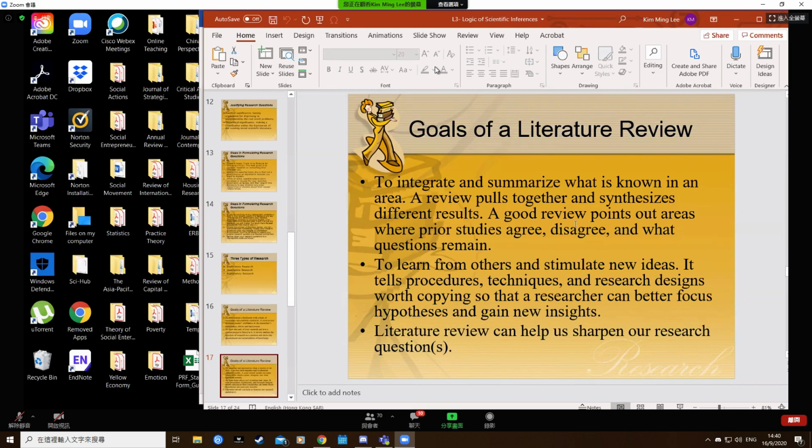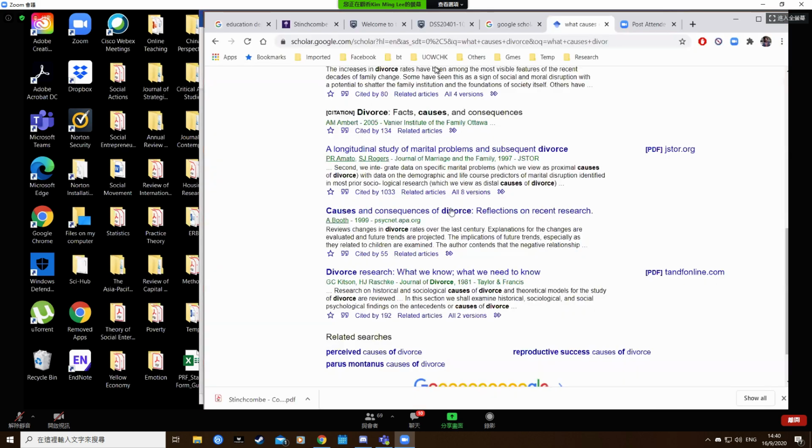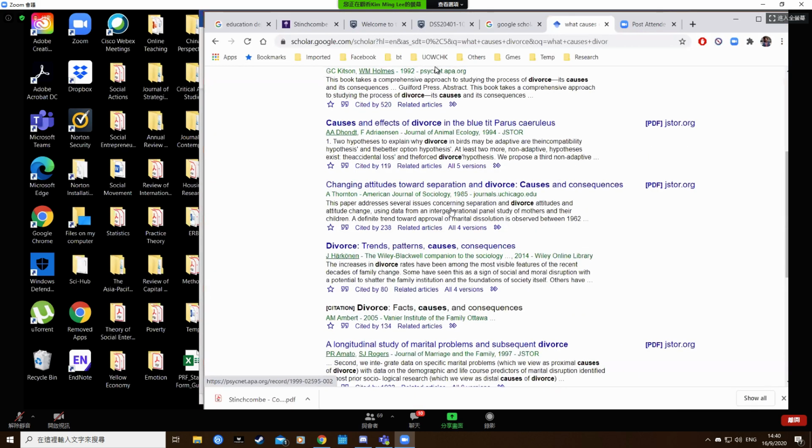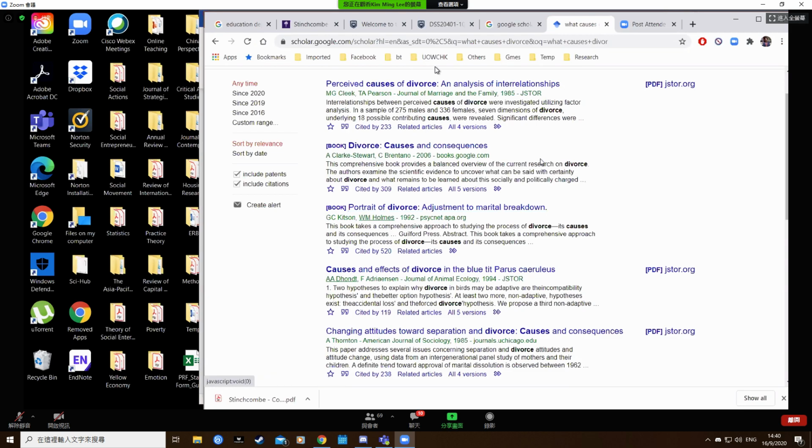Okay, how do you find the journal article? I've already shown you. Using Google Scholar is one way. Another is using the database in UW eLibrary. Okay, they have a database. You just type the question you want, for example, the research question, and then they will give you some hints.